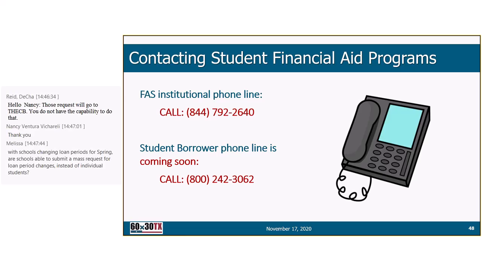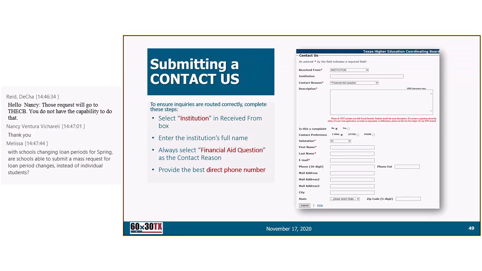I also wanted to let you know that our borrower services line for students and co-signers is coming soon. So we are getting that up and running, and so if students need assistance, they'll be able to call us. We will be announcing that and posting that on the HH Loans website once it's available, and the number is 800-242-3062. So stay tuned for that. Additionally, we have our Contact Us link.